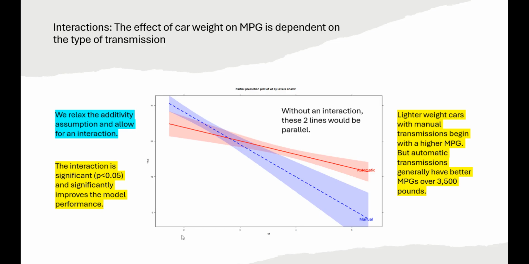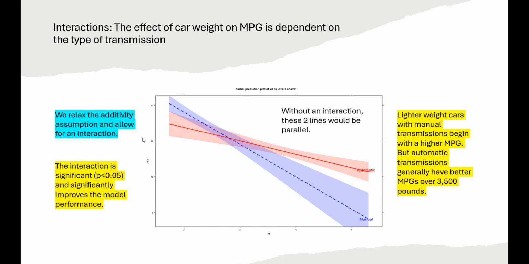That's weight, and so if there was no interaction, that red and blue line would not touch at all in this graph. However, I allowed an interaction. I multiplied the weight by the type of transmission, and that created an interaction term for me. And if there was no interaction, these two lines wouldn't touch, but they do. So what I did was I relaxed the additivity assumption, and that's perfectly okay to relax assumptions for interaction and linearity. And I relaxed the additivity assumption and allowed an interaction.